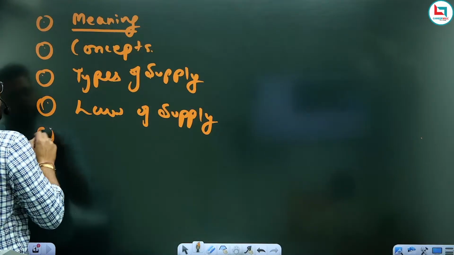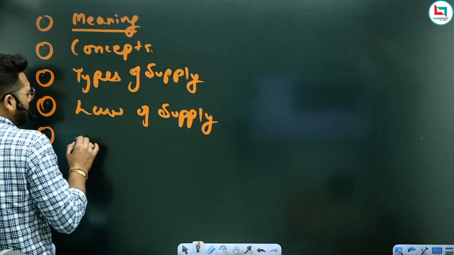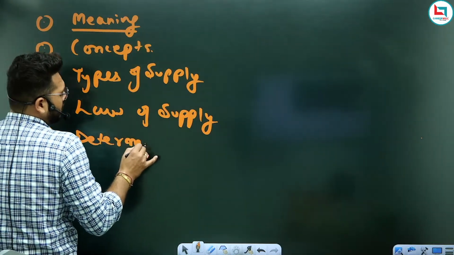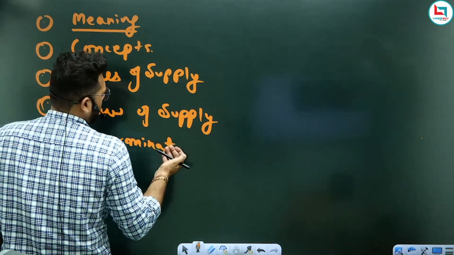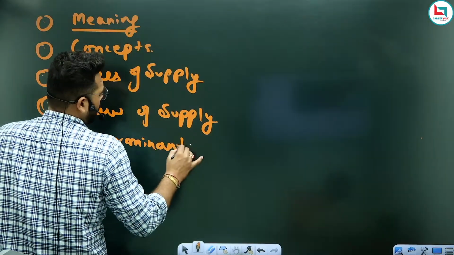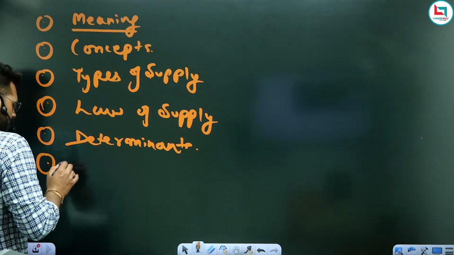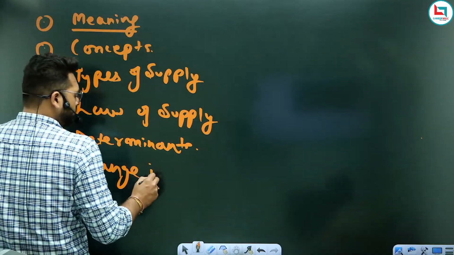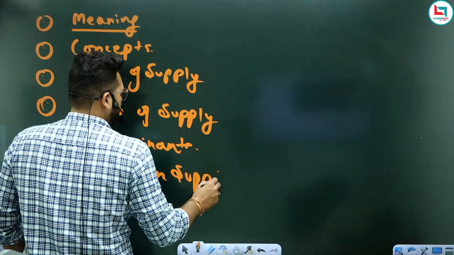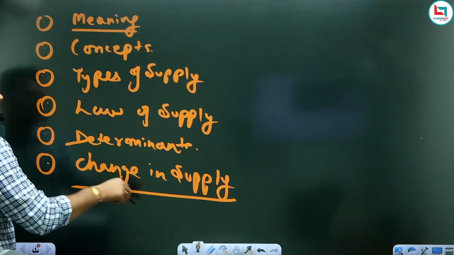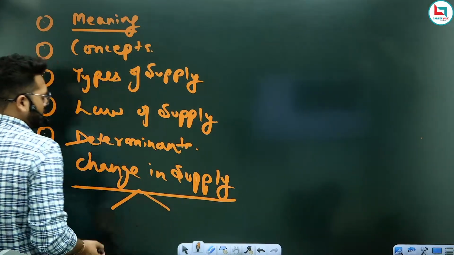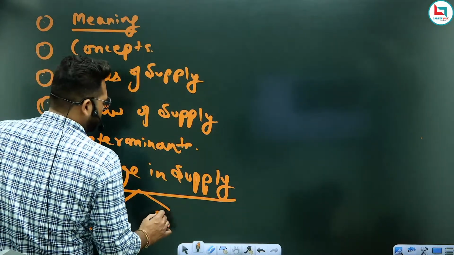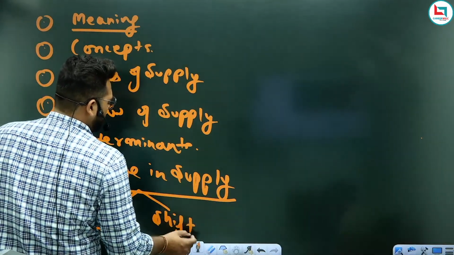Also we have discussed some topics like determinants. Then we have discussed change in supply. In this change in supply, we have discussed two parts. The first one is what? Movement in supply curve, and the second one is what? Shift in supply curve.